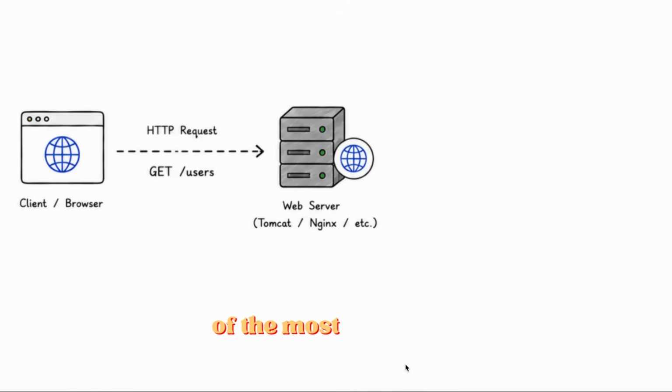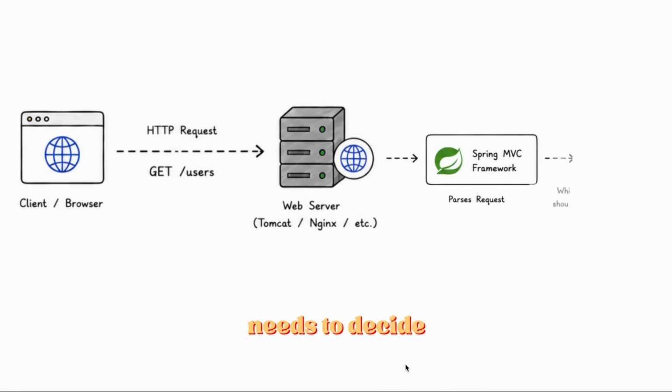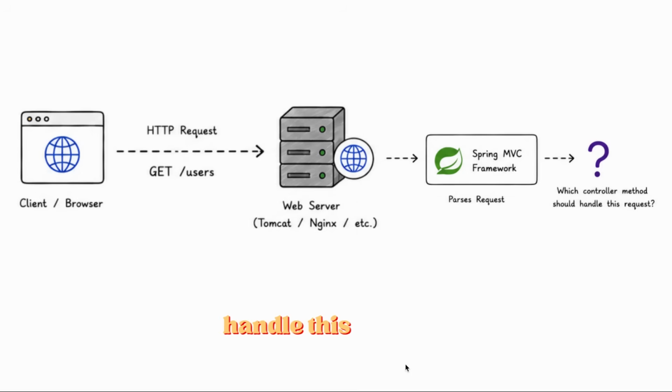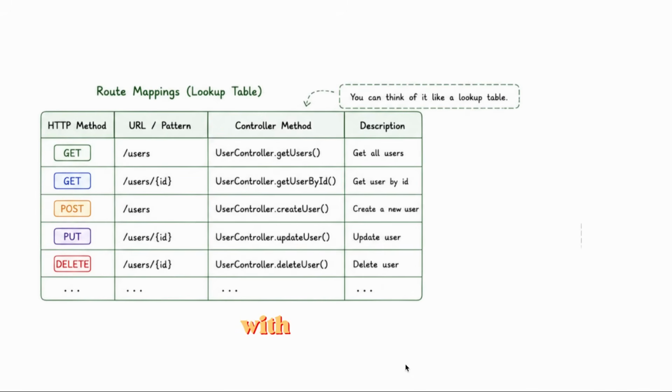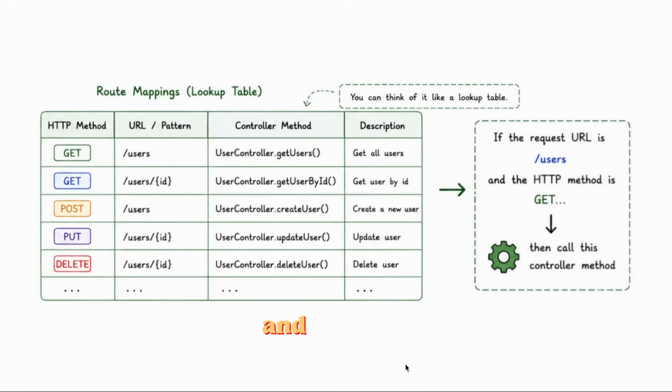Now comes one of the most important parts of the entire request lifecycle. The web server has already received and parsed the HTTP request, but now the framework needs to decide which controller method should handle this request. For example, if you are familiar with Spring Boot, then you know the Spring MVC framework maintains something called route mappings. You can think of it like a lookup table, something similar to if the request URL is /users and the HTTP method is GET, then call this controller method.